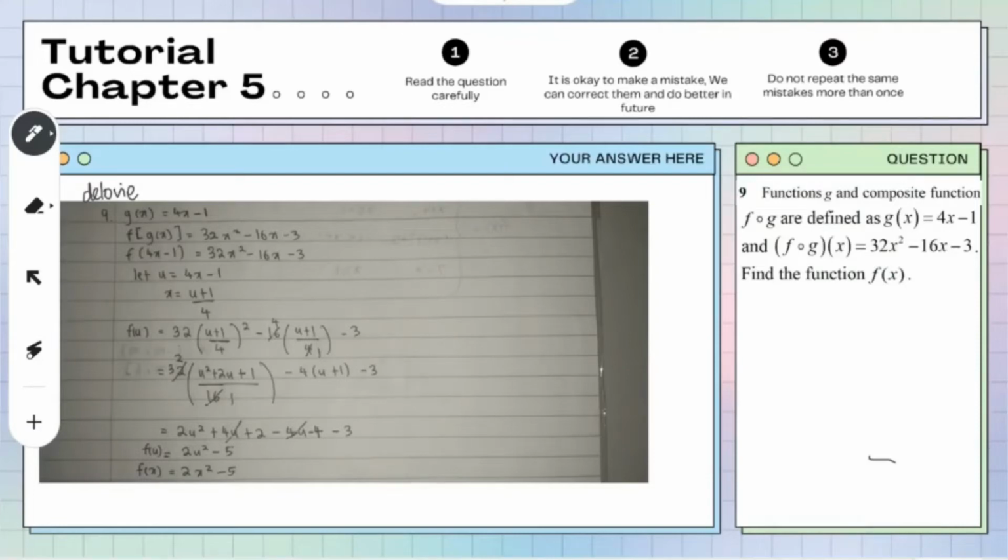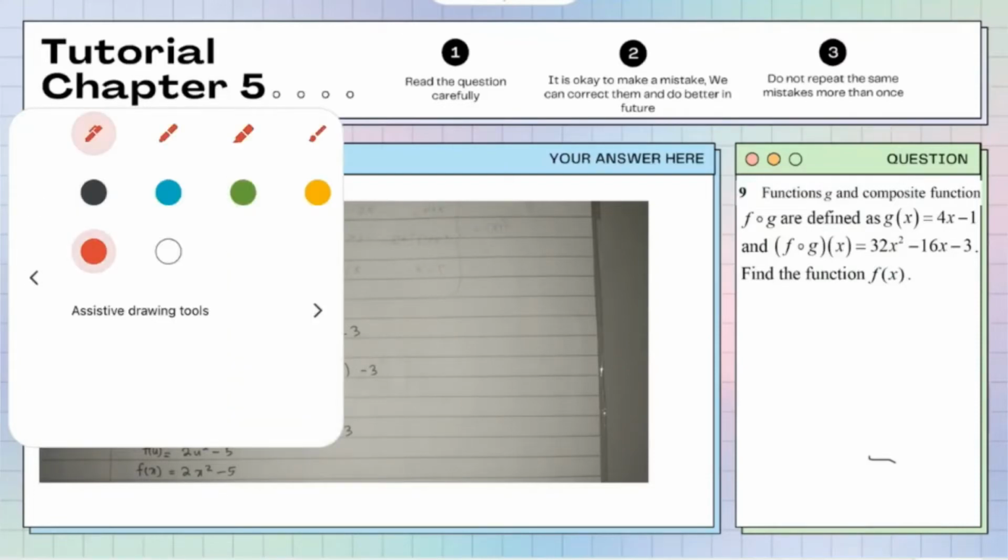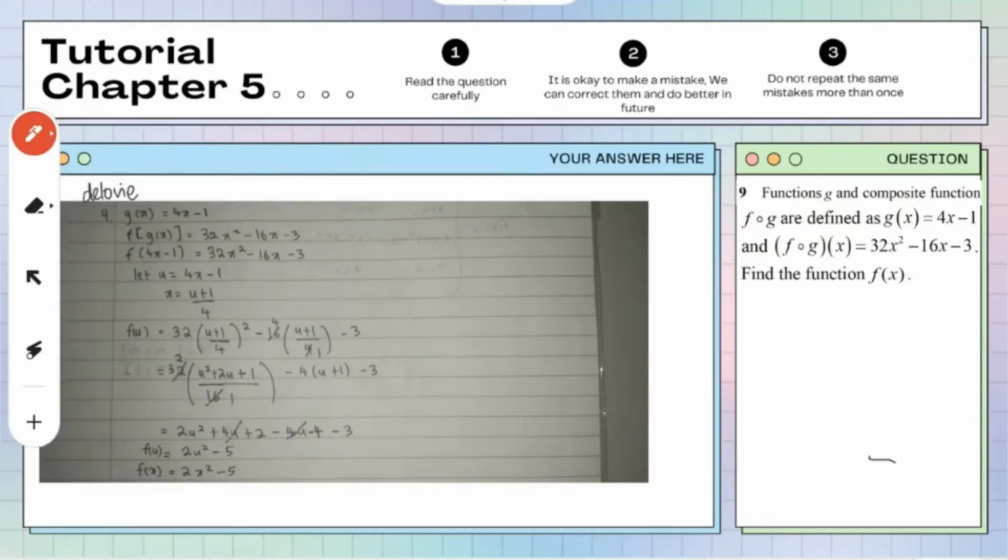So for question number 9 here, sambil-sambil tu semua orang boleh check juga jawapan masing-masing. The function g and composite function fg are defined as gx. Okay, dia bagi function gx dan juga dia bagi the composite function of fg. Dia minta kita cari, find the function of fx.